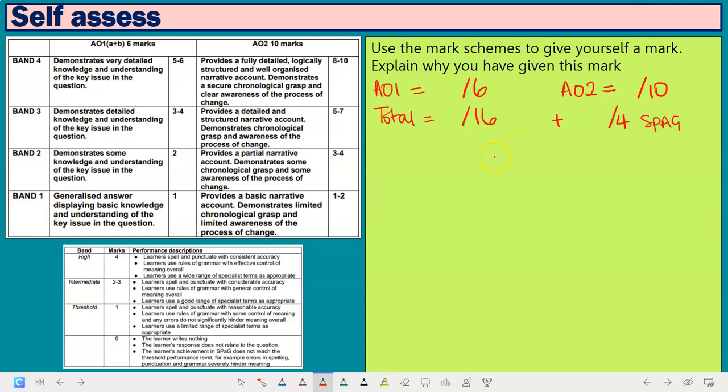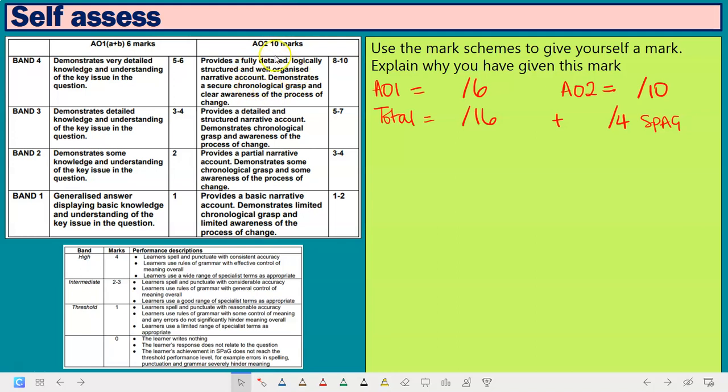Now, if you have got lots of examples of knowledge, so you've highlighted lots and lots of specific knowledge in your answer, then you're going to be up in this 5 to 6 marks. So that means maybe 2 pieces of specific knowledge per time period, okay? And anything less than that, obviously take it down.